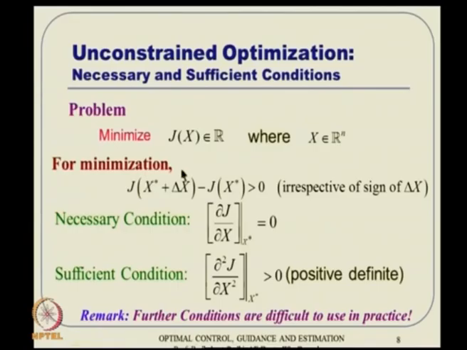For that we put in the Taylor series expansion, and the first term cancels out. The remaining term was sign sensitive, and we want to make it insensitive. That led to the necessary condition that the first gradient should be 0, followed by the sufficiency condition that the Hessian matrix evaluated at x star should be positive definite. Further conditions like third derivative and fourth derivative are possible, but they are difficult to use in practice unless the problem is a scalar problem. So, we did not bother so much about those aspects.